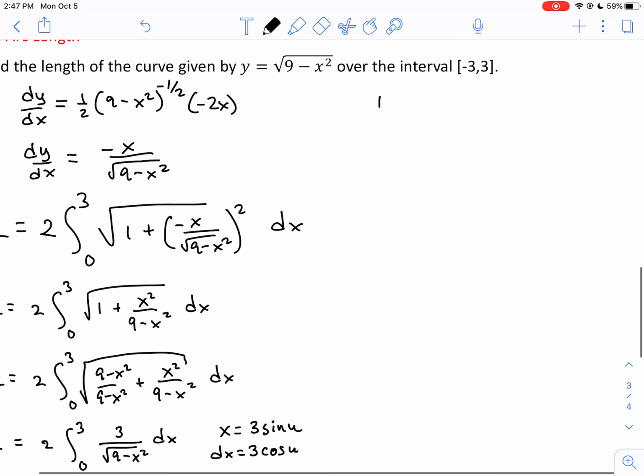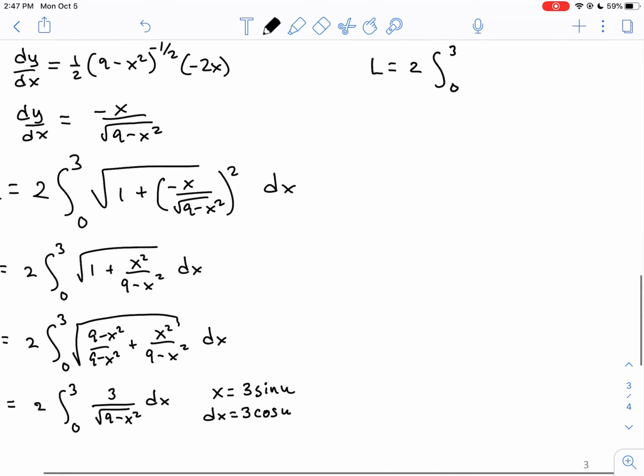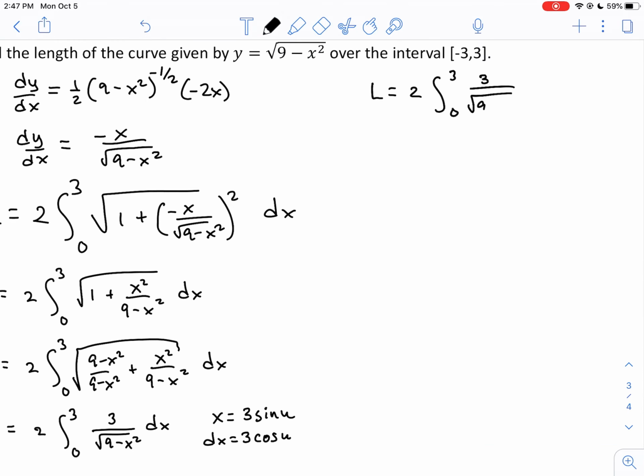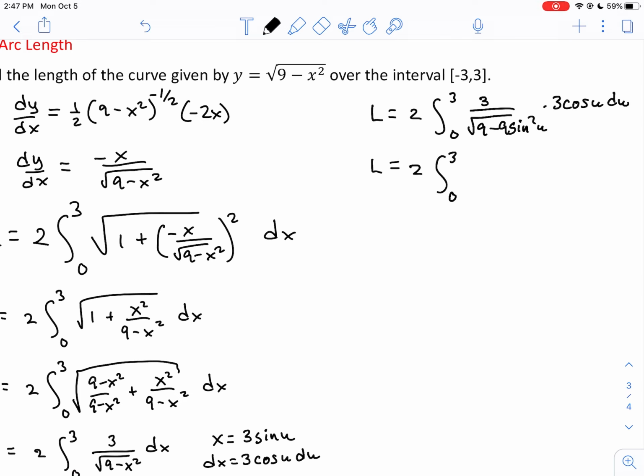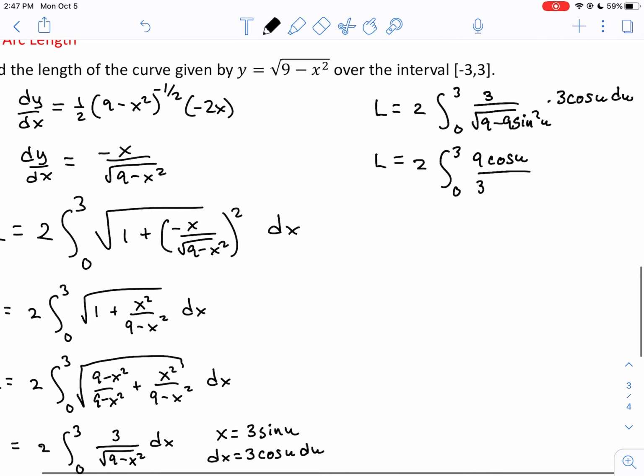All right, so our length of the curve is equal to 2 times an integral from 0 to 3. Make these changes. We have 3 over radical 9 minus 9 times sine squared of u, and then times a 3 cosine of u du. Oops, I forgot the du down here. We get a 9 cosine of u up top. And the bottom is, I can factor the 9 out, take its square root, that makes it 3. And then that leaves a 1 minus sine squared inside the radical. But 1 minus sine squared is cosine squared, and inside the radical, it just becomes cosine.